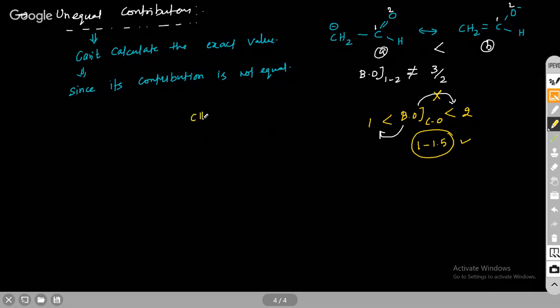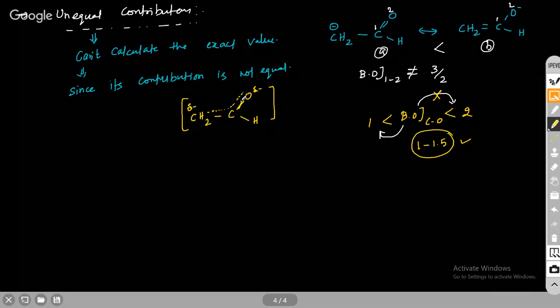The real structure will be this: CH2, C, single bond O, H, and the real structure will be this. The pi electron is delocalized from here to here. Here we have delta negative and delta negative like this. This is the exact structure. So the bond order of carbon and oxygen, if you see, is neither equal to 1 nor equal to 2, because it is not a complete bond. It is a half bond, right?